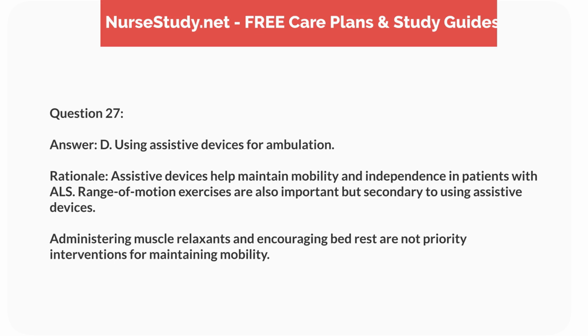Answer: D. Using assistive devices for ambulation. Rationale: assistive devices help maintain mobility and independence in patients with ALS. Range of motion exercises are also important but secondary to using assistive devices. Administering muscle relaxants and encouraging bed rest are not priority interventions for maintaining mobility.